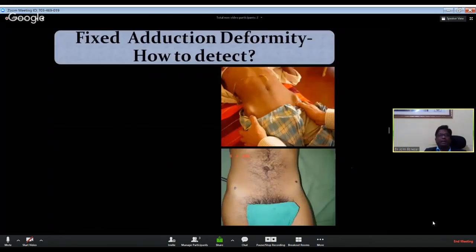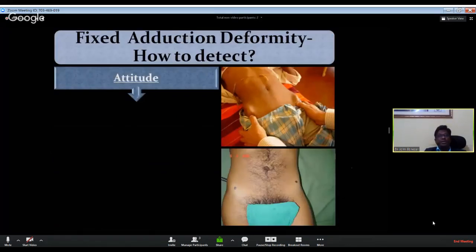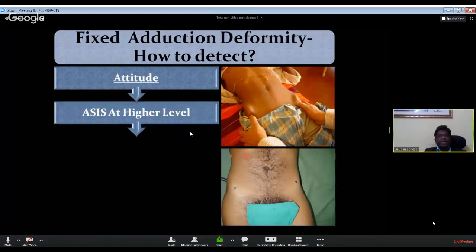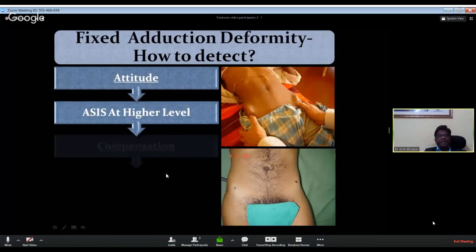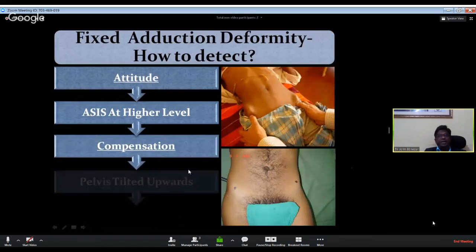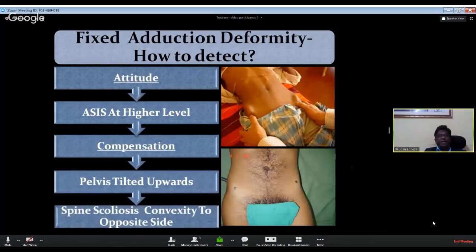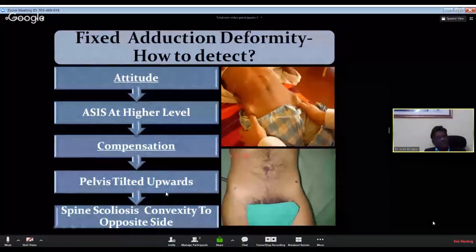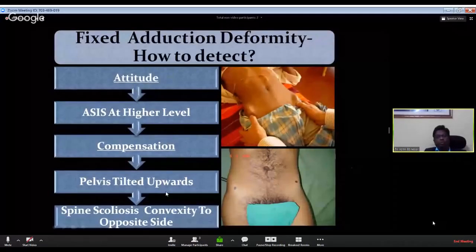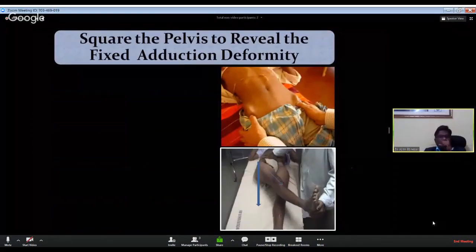Fixed adduction deformity. How do you detect this particular problem? Look at the attitude of the ASIS. Is it at a higher level? If it is so, it's the compensation. Pelvis is tilted upwards and spinal scoliosis is happening. There is a pathology which has shifted the anterior superior iliac spine upwards. That means there is adduction deformity. And how is it compensated? By the pelvis tilting upwards and the spinal scoliosis convexity happening to the opposite side.